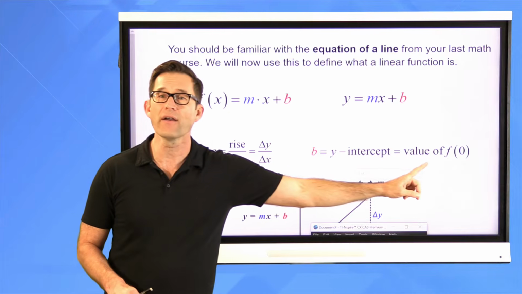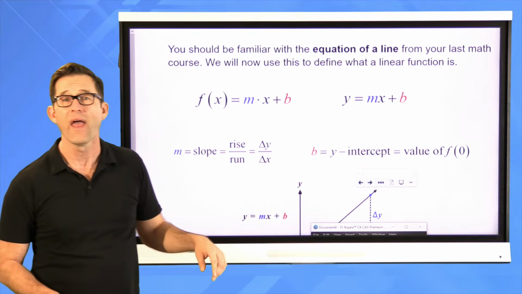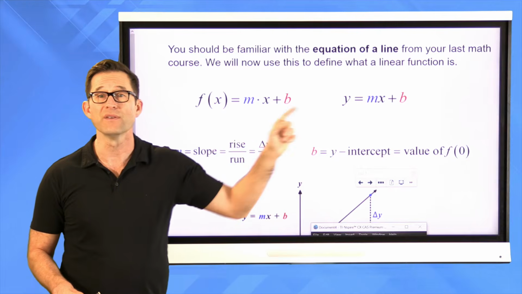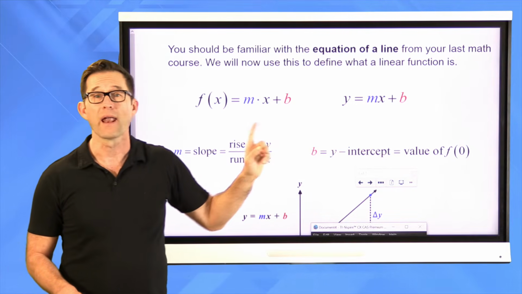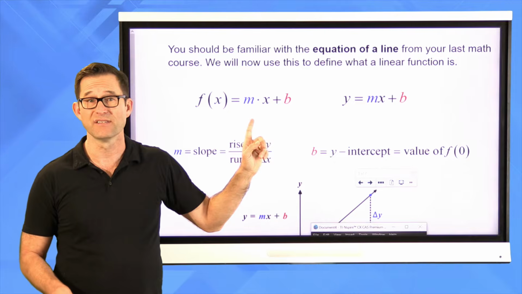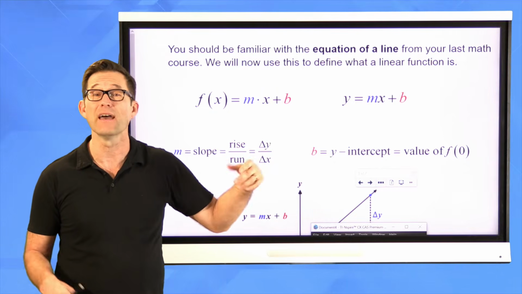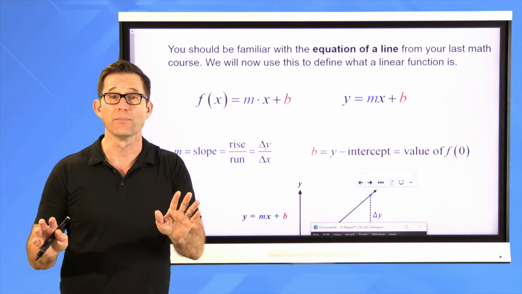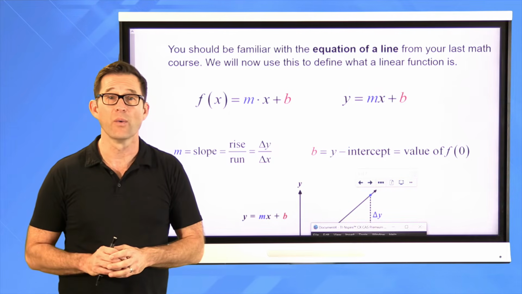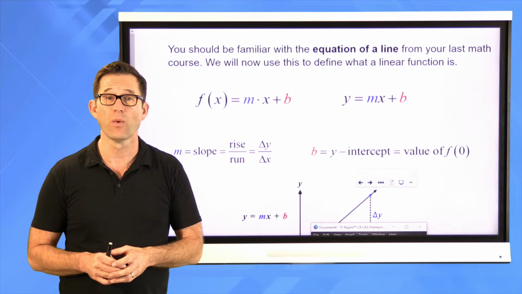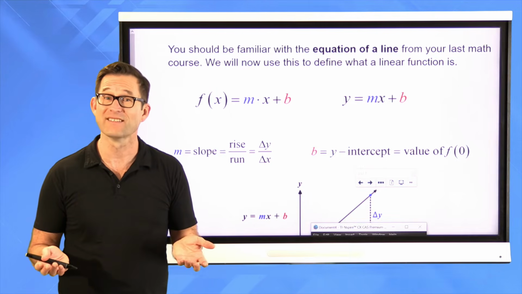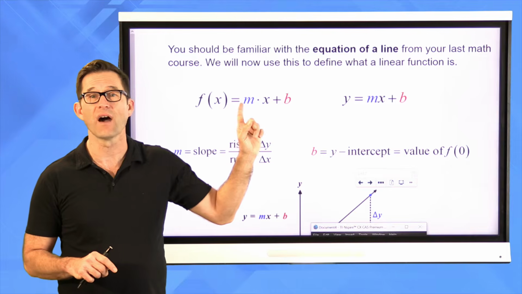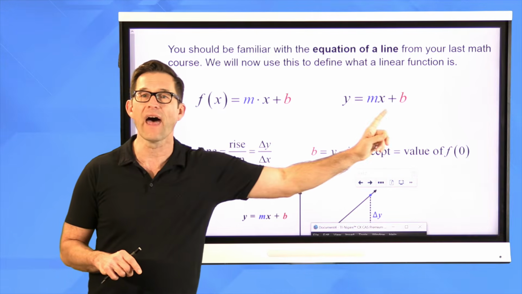It's the value of the function when x is 0, and that should make all the sense in the world, because if I plug x equals 0 into this formula and multiply it by m, I get 0, and when I add it to b, I get b. So that is literally the definition of what the y-intercept is. When I put x equals 0 in, the m times x goes away, and all I have left is the value of b.